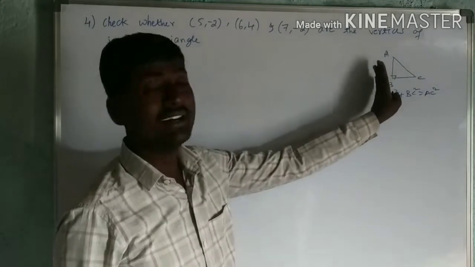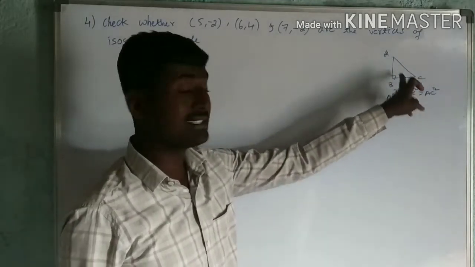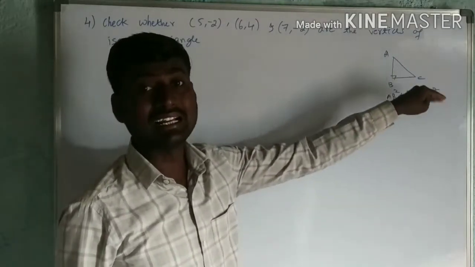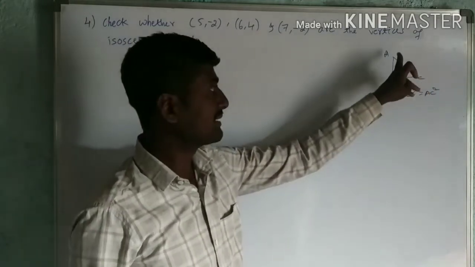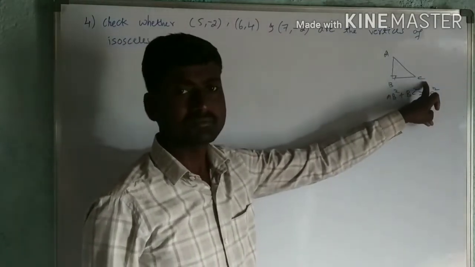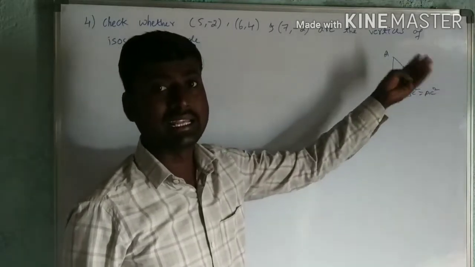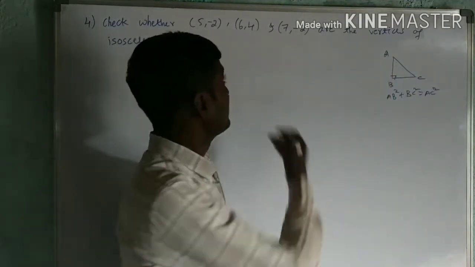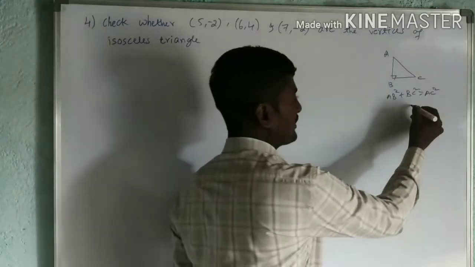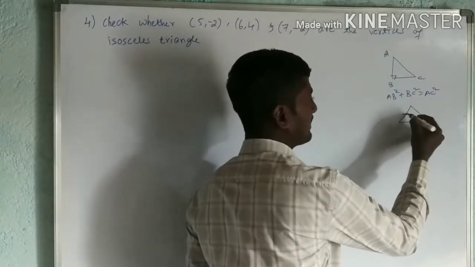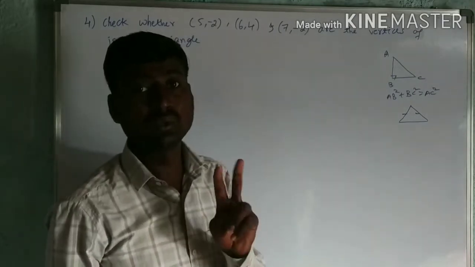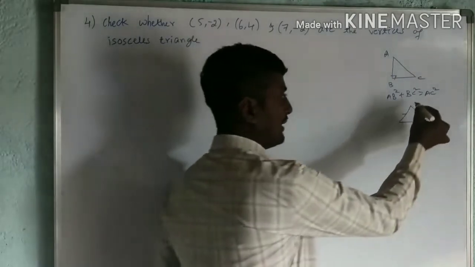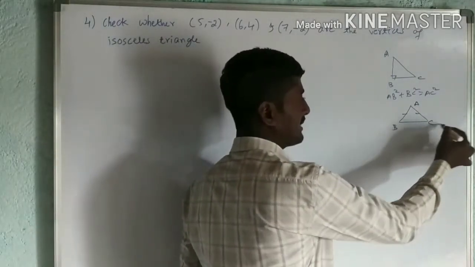If this condition is satisfied, then I can say that ABC are the vertices of a right angle triangle. Then here they are given an isosceles triangle. We know already that in an isosceles triangle 2 sides are equal. So I will take this as ABC.